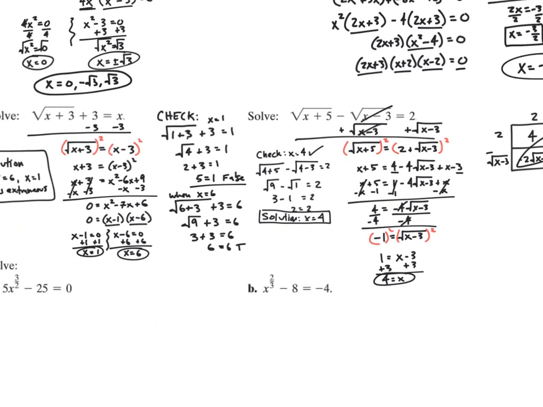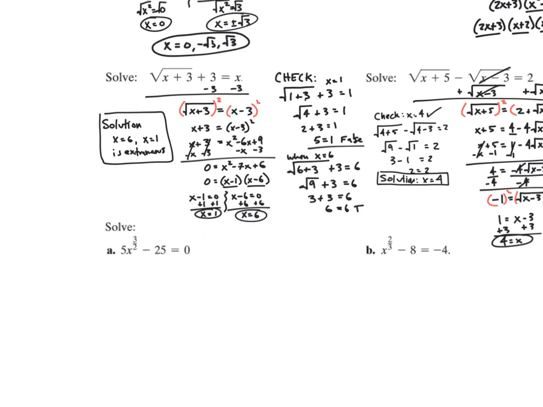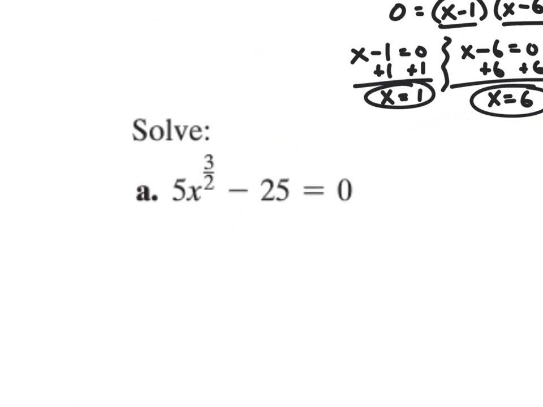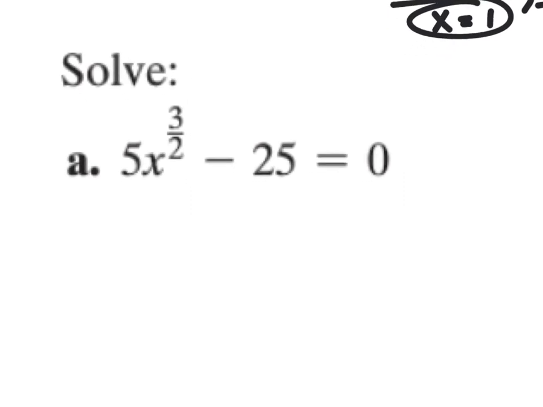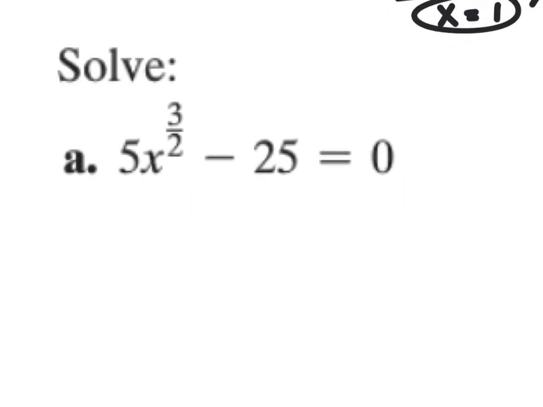I do agree, that one's kind of hard. All right, the next one, I want to solve this equation. Now this is where I have a rational exponent. So what I'm going to do is isolate my x value, just like I would in any other case. So I'm going to add 5 to both sides, or add 25 to both sides.